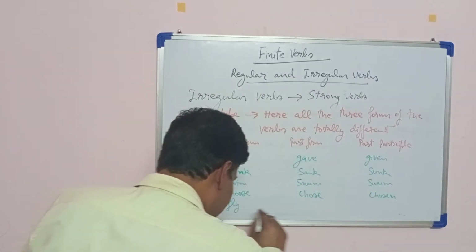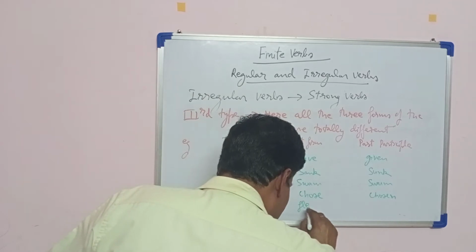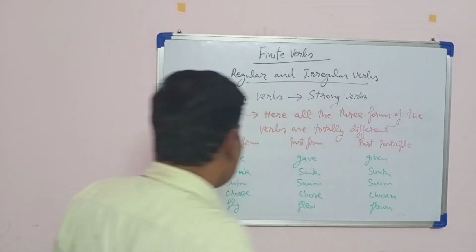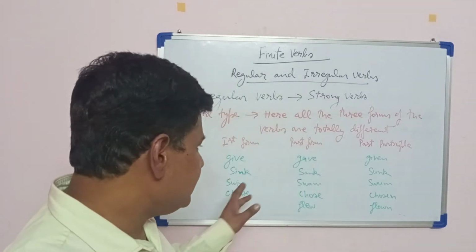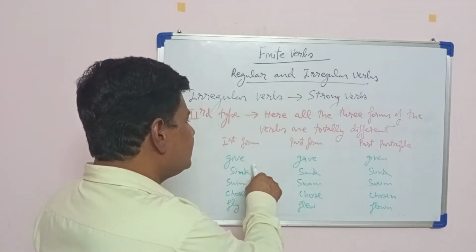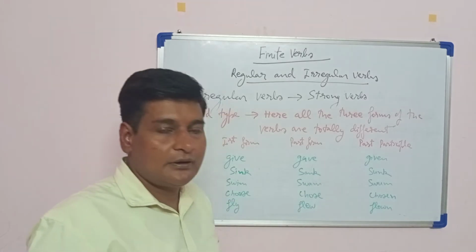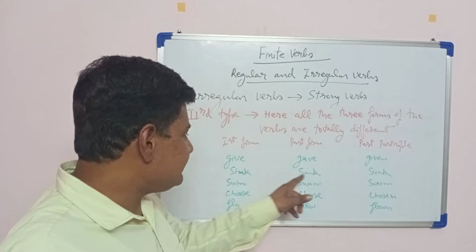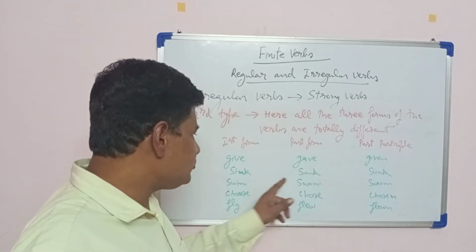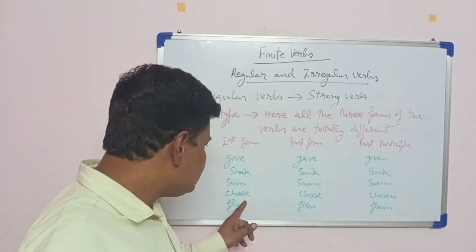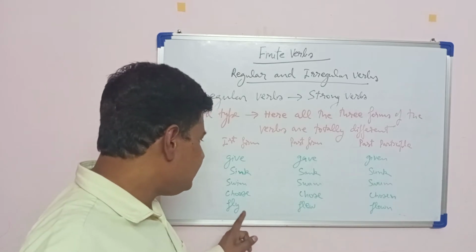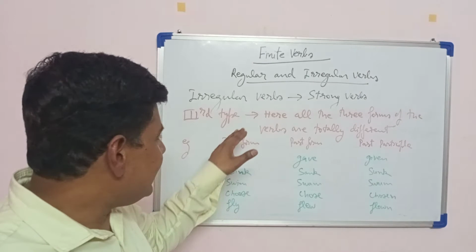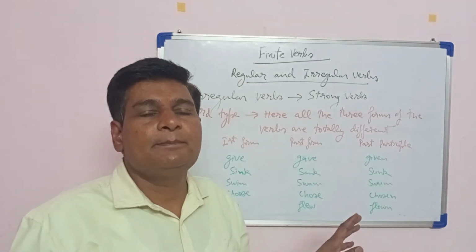Fly, flew, flown. So here you can see that all the three forms are different. So give, gave, given; sink, sank, sunk; swim, swam, swum; choose, chose, chosen; fly, flew, flown. So here we understand that this is the third type of the verb.